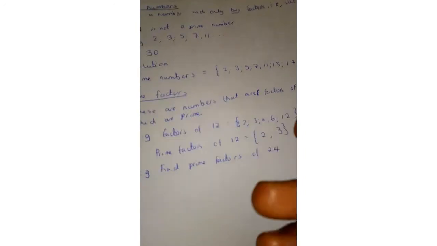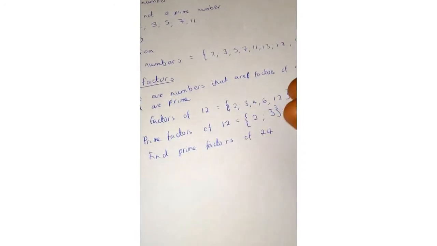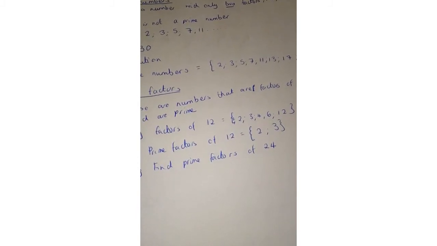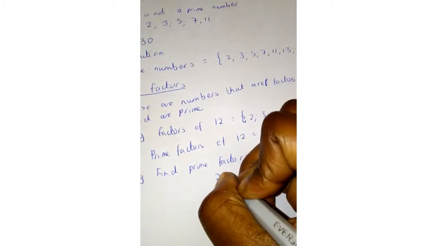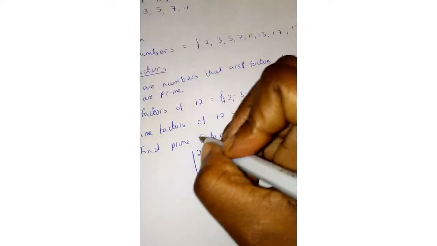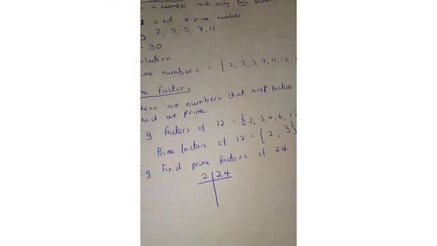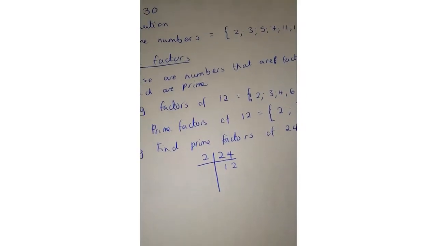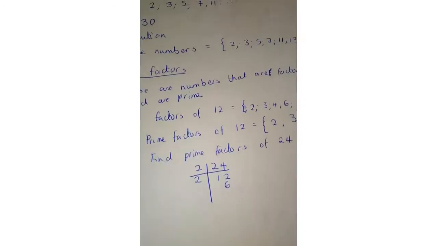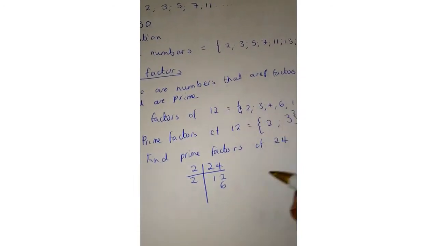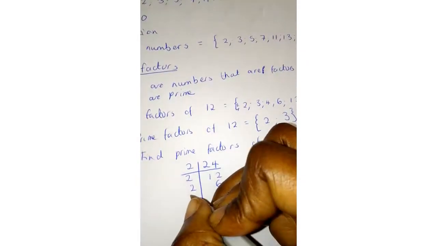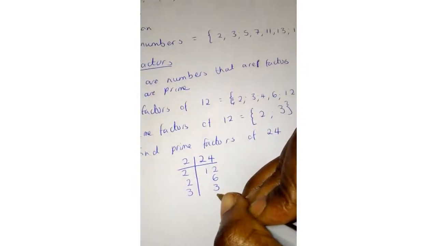Then we move on to the next prime number. So given 24, how do we look for the prime factors of 24? We write it like this. What is the first prime number? 2, right? 2 into 24. What is 2 into 24? It's 12. Then next we try again. 2 into 12, it is 6. And then we try again. 2 into 6, it is 3. Then we try again. 3 into 3, it is 1.